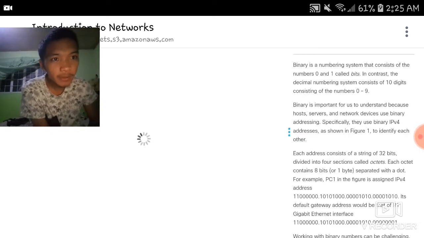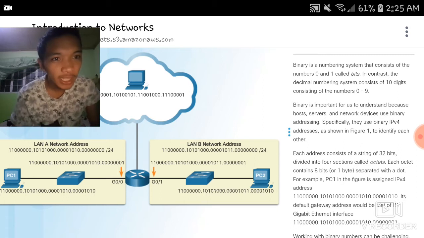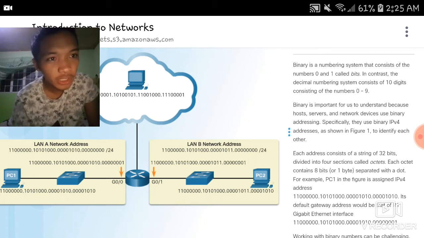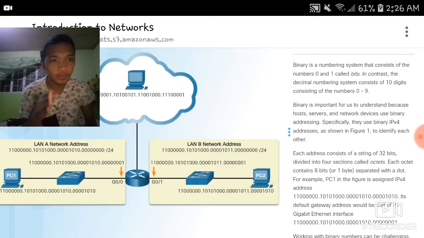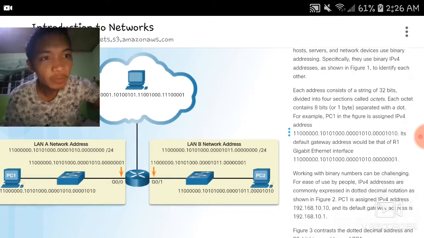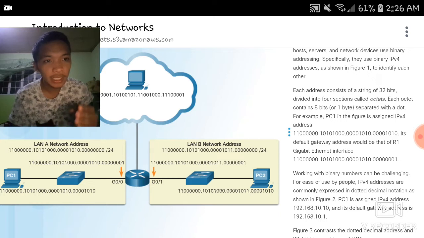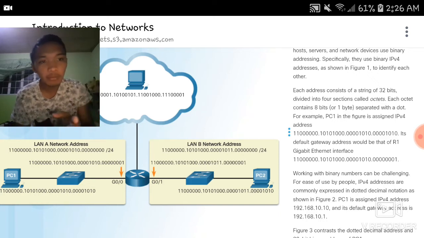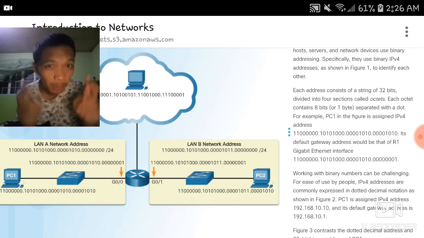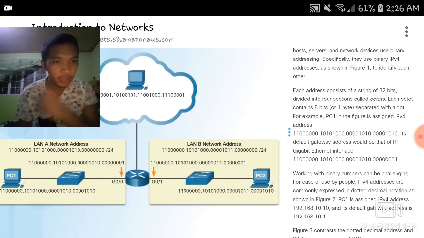Binary is a numbering system that consists of the numbers 0 and 1 called bits. In contrast, the decimal numbering system consists of 10 digits, the numbers 0 to 9. Each address consists of a string of 32 bits divided into 4 sections called octets. Each octet contains 8 bits or 1 byte, separated with a dot.